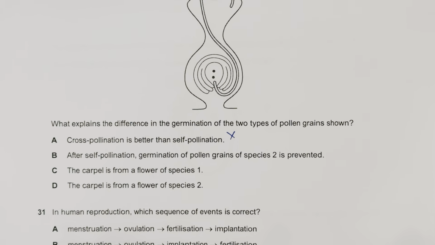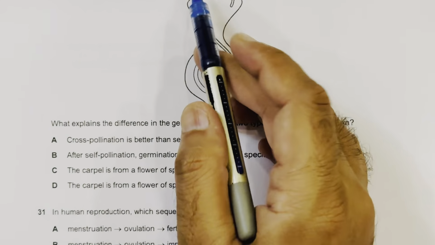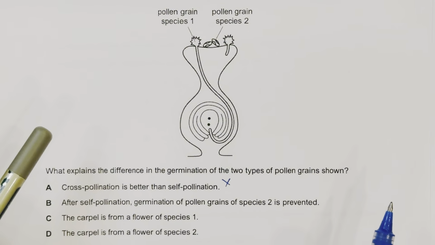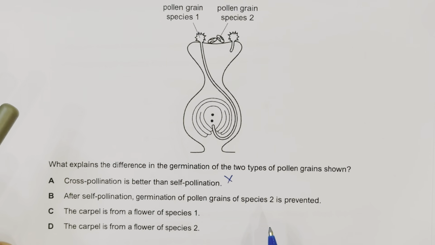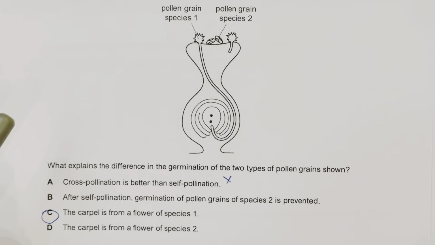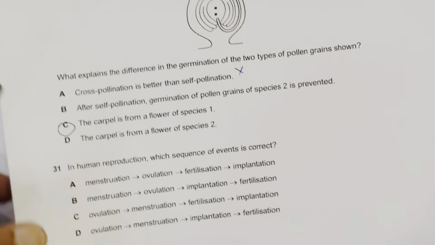The carpel is from a flower of species 1. We can see pollen from species 1 and pollen from species 2. The carpel is from the flower of species 1. So this is the right answer. Moving to question number 31.